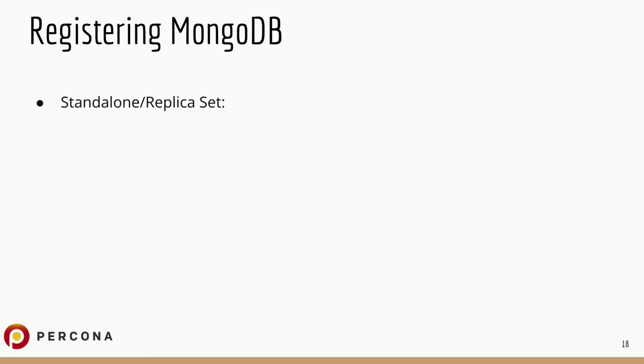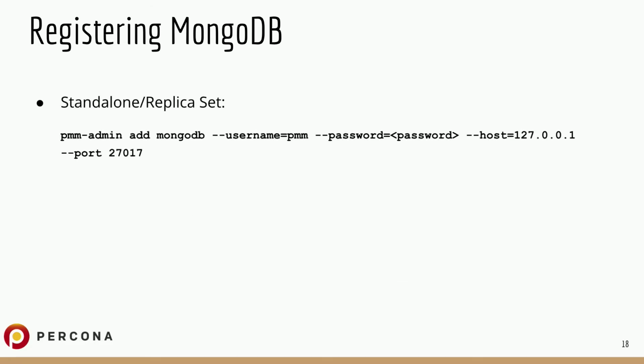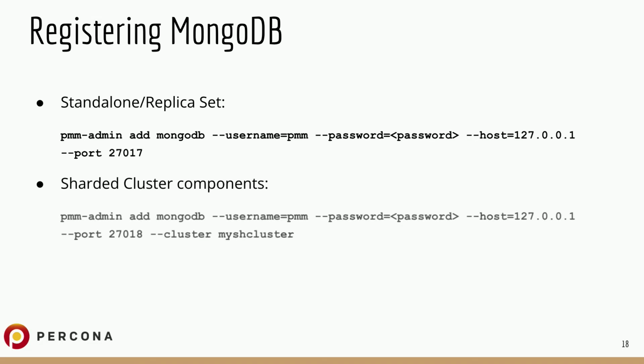So to register MongoDB, it will be a different command depending whether you're using standalone or ReplSet or a sharded cluster. If you're using a sharded cluster, basically the only difference is that you provide an additional cluster argument that helps PMM figure out which instances are actually part of the cluster. So the dashboards will not work properly if you don't specify this argument.